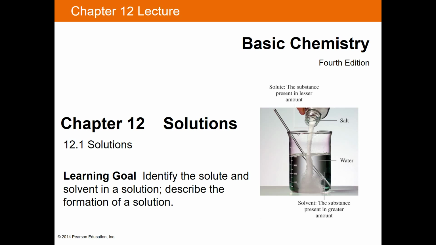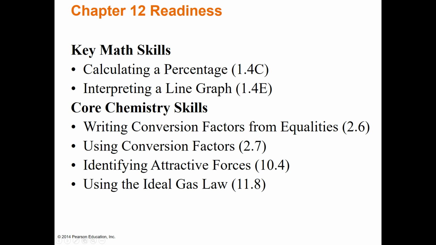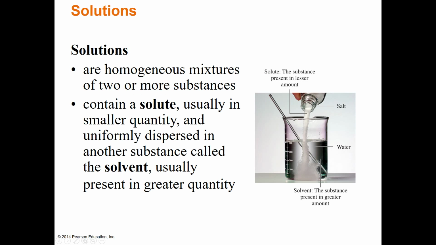Solutions are homogeneous mixtures of two or more substances. Remember we used the word homogeneous before in the very beginning, in chapter 3 maybe. A homogeneous mixture, that means what? When you dissolve the substance in water, like salt dissolved in water, you don't see any particles, so that's completely gone. You have a clear solution, then it's called homogeneous. They contain a solute, usually in smaller quantity, and uniformly dispersed in another substance called the solvent, usually present in greater quantity.